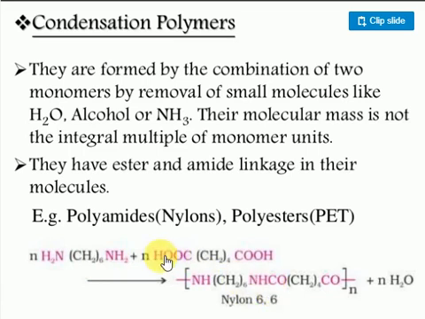Look at it, that's what is mentioned. One OH group is there. What is left here? CO. That's what is mentioned, CO. Again CH2. This is called nylon 6,6. Condensed polymer. These are nothing but condensed polymers only.